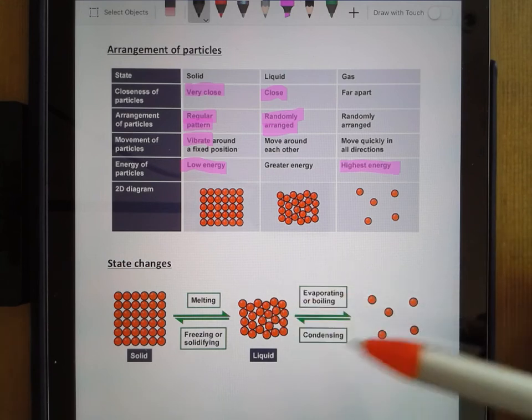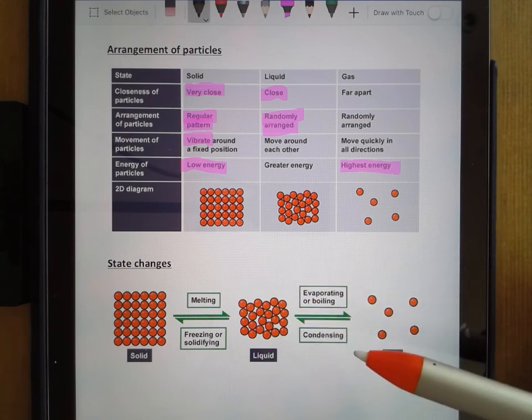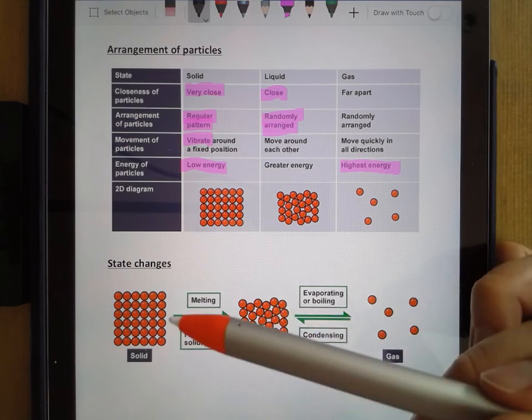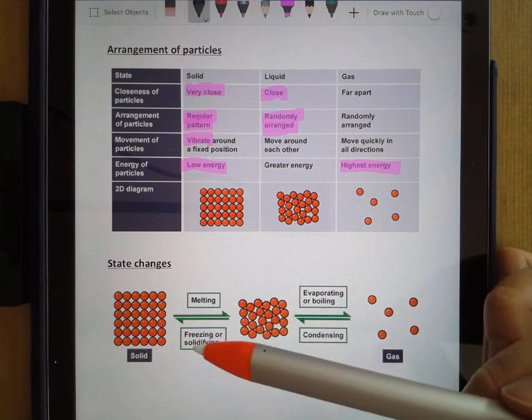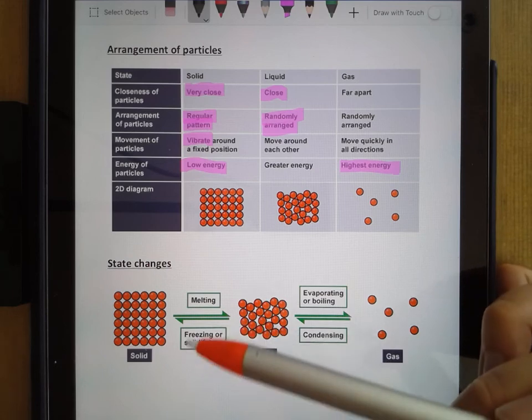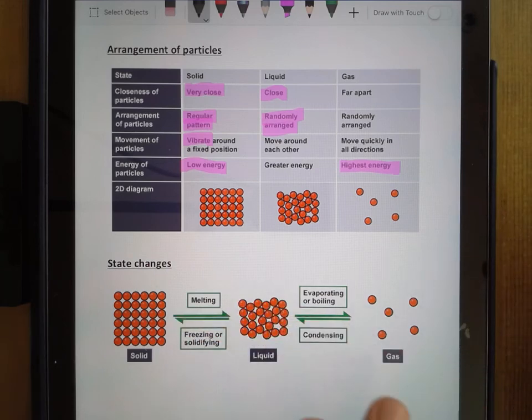To go back the other way, to go from gas back to liquid, you're going to cool, you're going to condense. To go from a liquid back to a solid, to go from water to ice, again, you're going to cool, and it's called freezing. So know your different state changes.